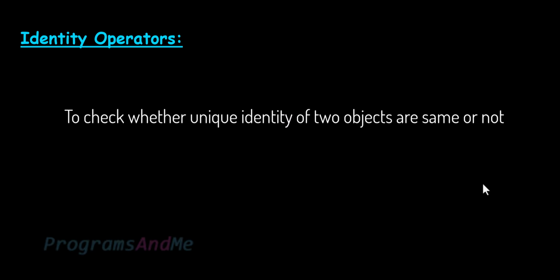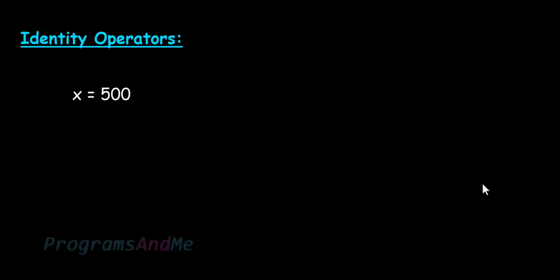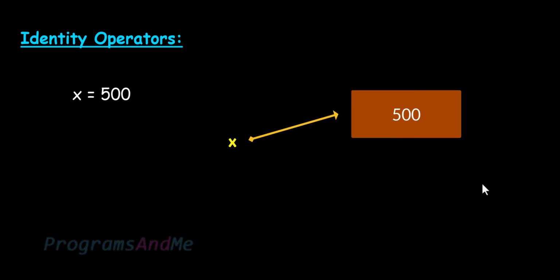Just for an example, when I write x is equal to 500 here, Python actually creates an object with integer data type and value 500 and stores it somewhere in the computer's memory, right? And here x is the name that points to the starting memory location of that object. Previously, when we learned about variables, we discussed this in detail.